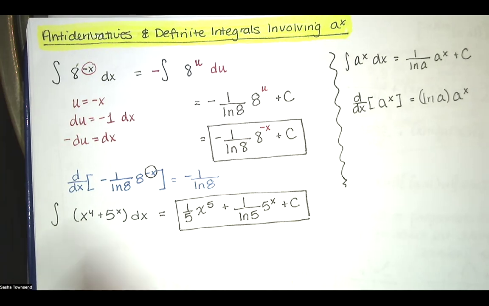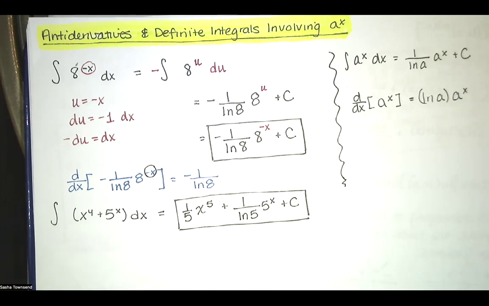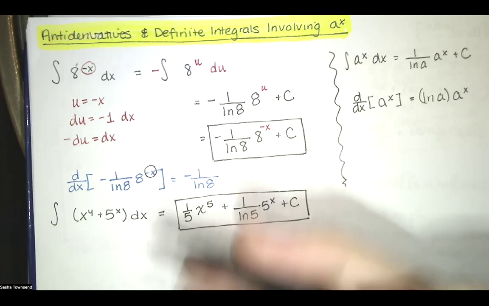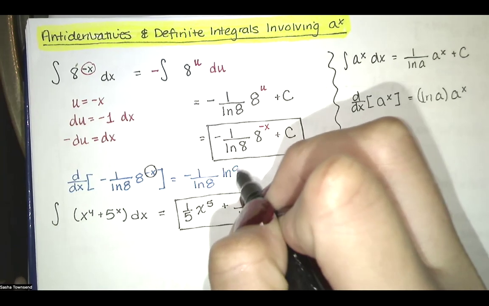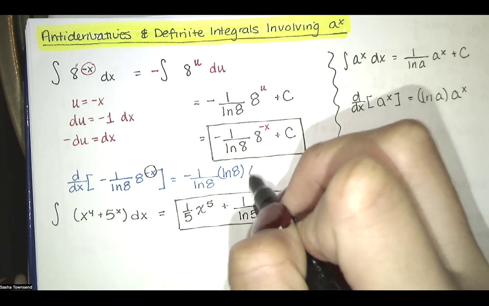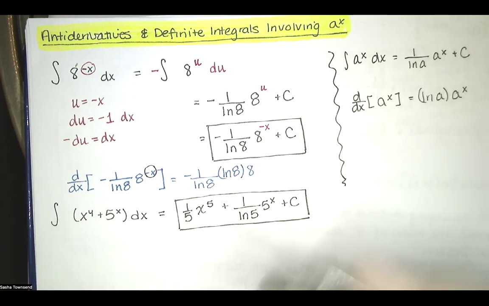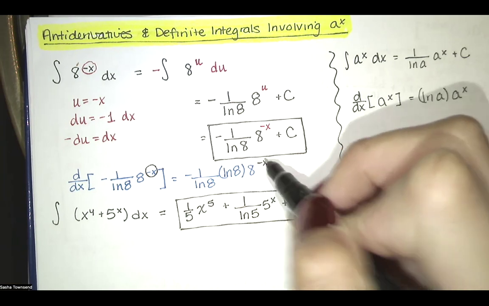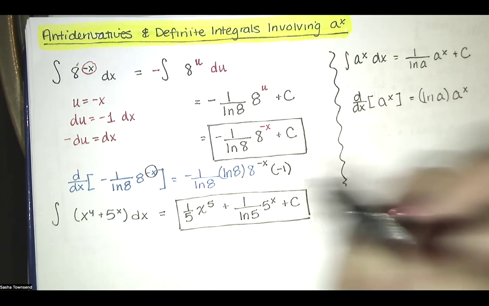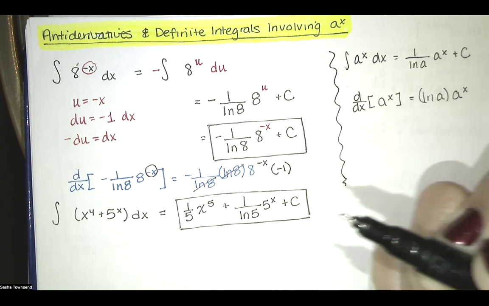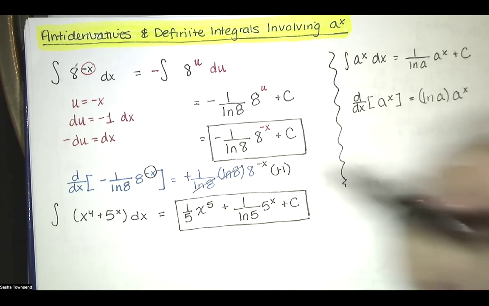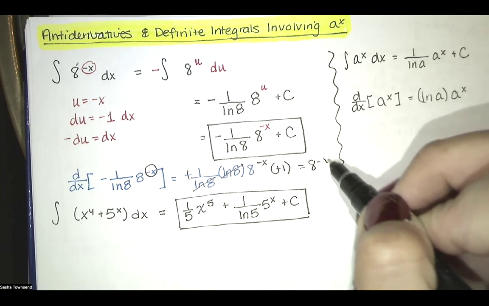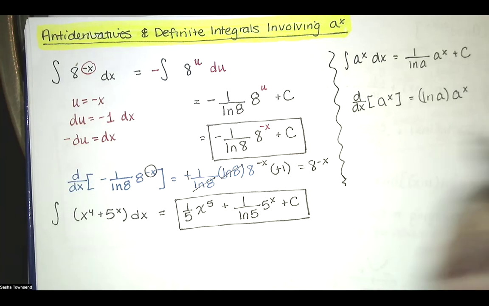So, well, what's the derivative of 8 to some function power? Well, it's going to be natural log of the base times the exact same exponential times the derivative of the inside by the chain rule, and the derivative of negative x is -1. So the natural log of 8 and the natural log of 8 reduce. -1 times -1 is +1. And we just get the 8 to the negative x, which is our original integrand. So we know we did this correctly.